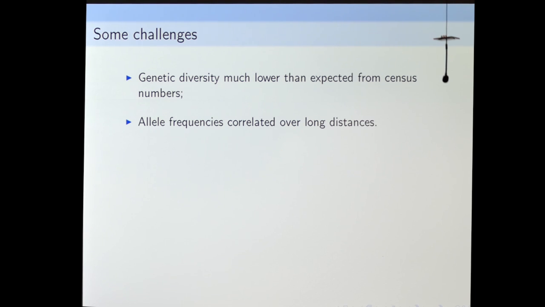And we wanted that model to address one or two other issues. We've already seen that genetic diversity is much, much lower than what you'd expect from census numbers. That's another way of saying the effective population size is orders of magnitude different from the census population size.